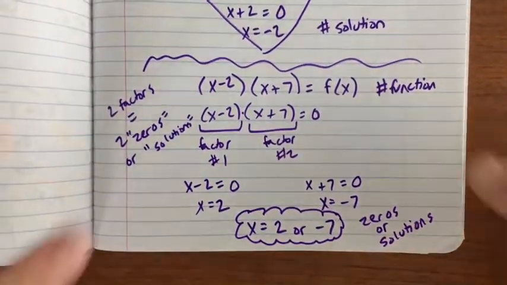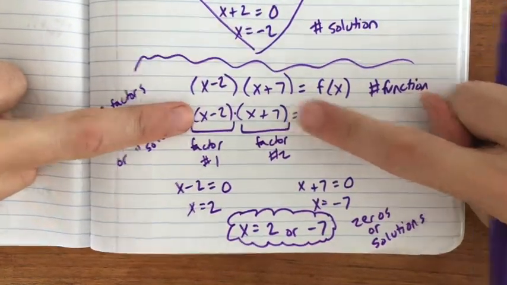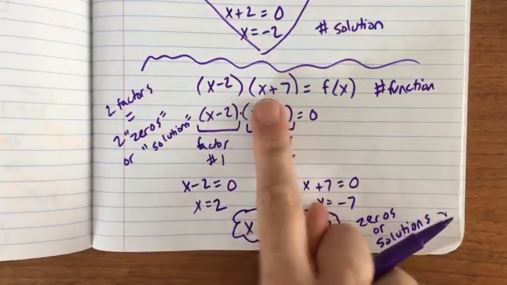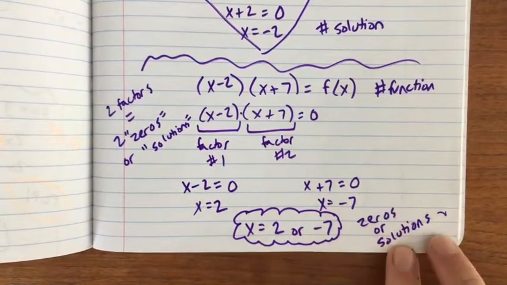Okay, so this works if you're given a function in factored form. If you can read the opposites, right, you can separate them. What could make this 0? What could make this 0? Those values are called your zeros or your solutions.